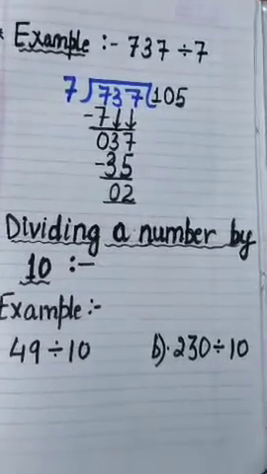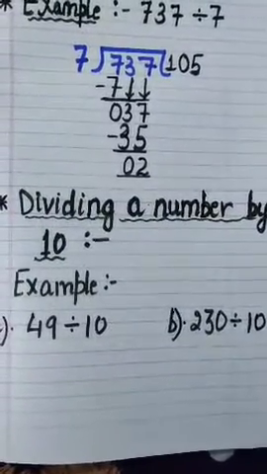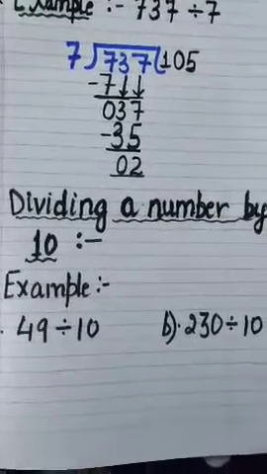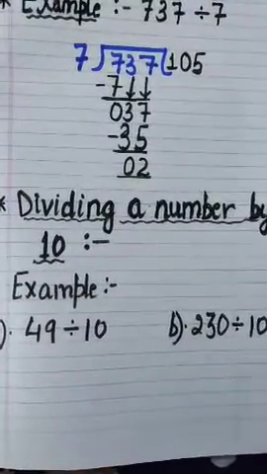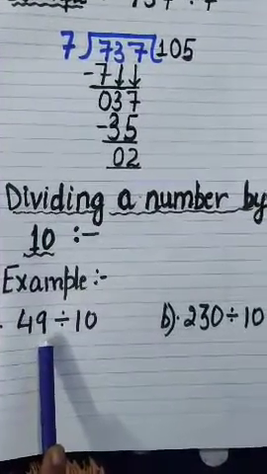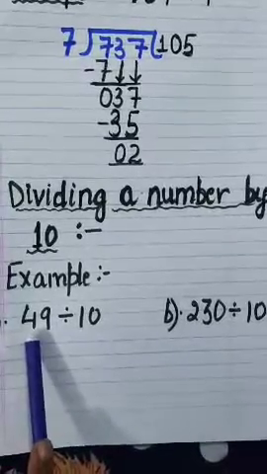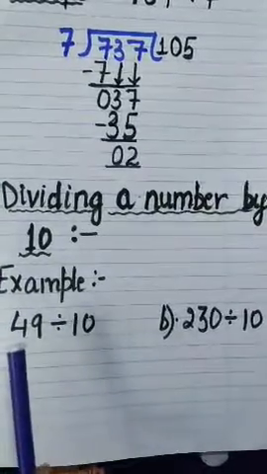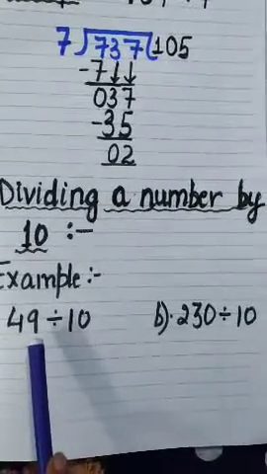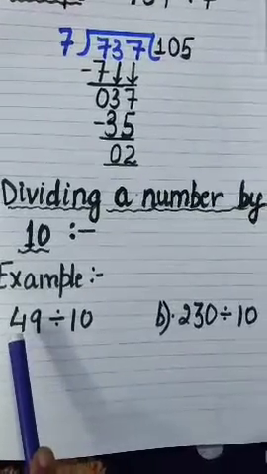So now, dividing a number by 10. We have example here. First example says that 49 divided by 10. In this case, the last digit, that is the digit at ones place, becomes the remainder and digit at tens place becomes the quotient. Or we can also say the digit at ones place acts like a remainder and rest of the digits are quotient.